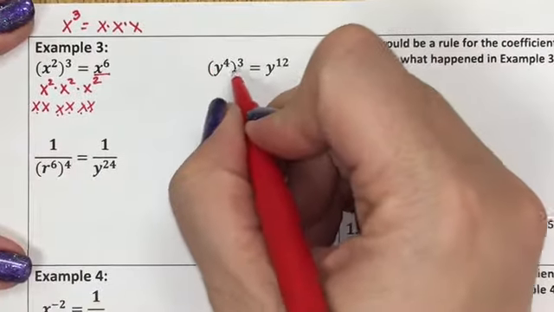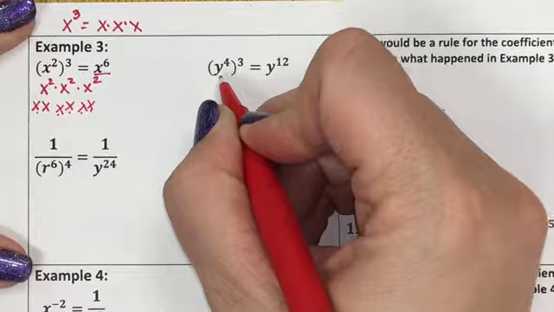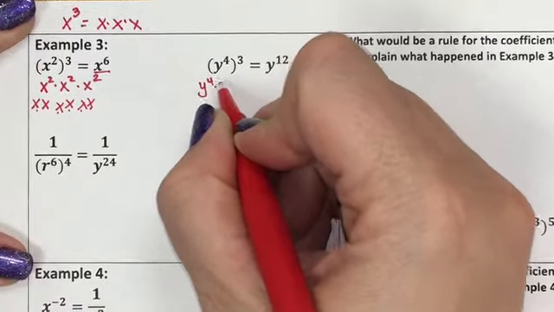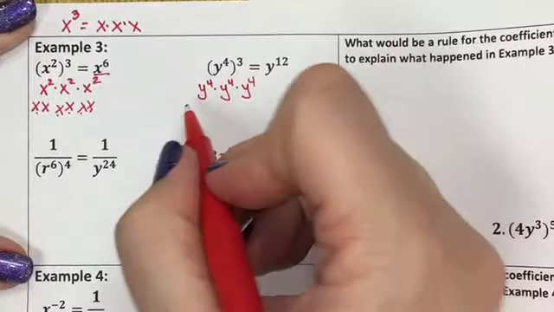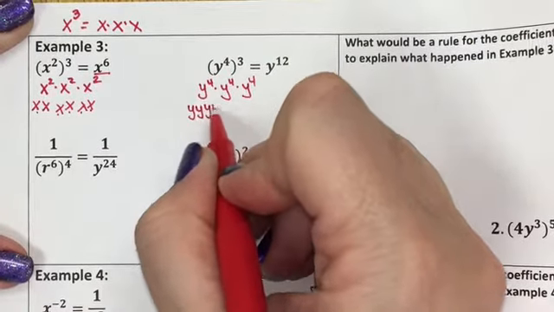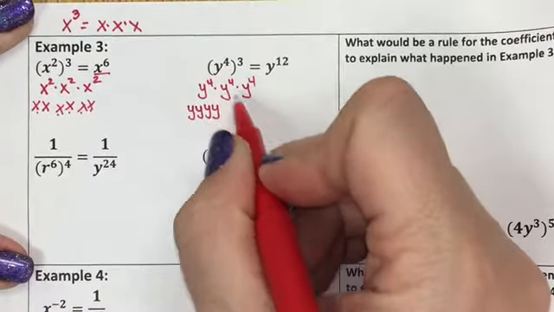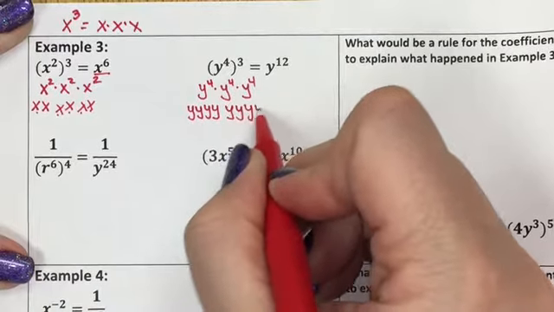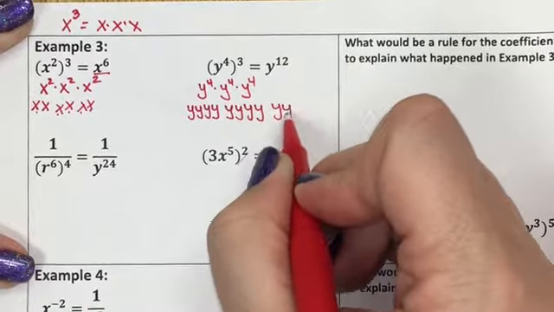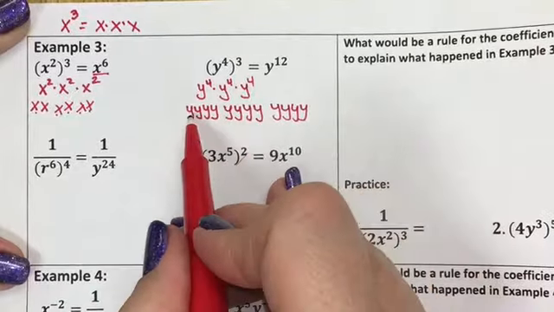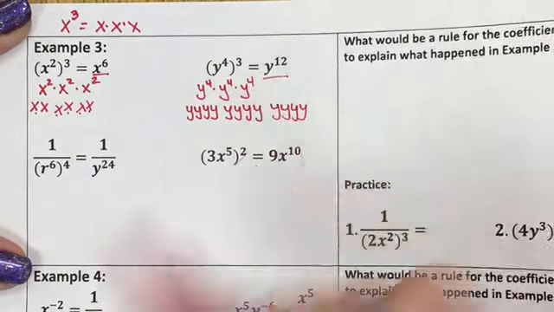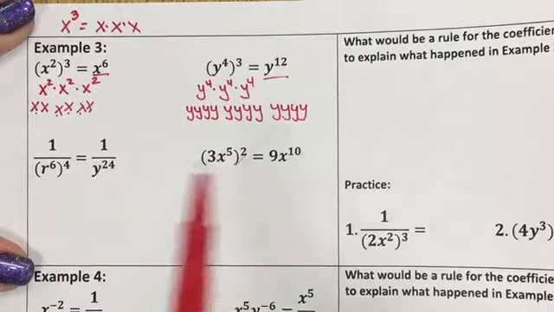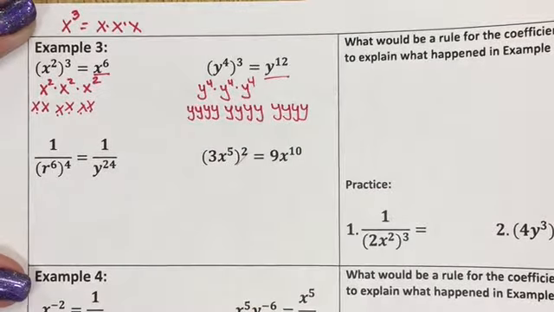All right, same thing over here. There are 3 y to the fourths. So y to the fourth times y to the fourth times y to the fourth. Well, in that y to the fourth, there are 4 y's being multiplied. Then we have a second set of y's. Then we have a third set of y's. So there are a total of 1, 2, 3, 4, 5, 6, 7, 8, 9, 10, 11, 12 y's. Does that make sense? Hopefully, kind of, sort of.